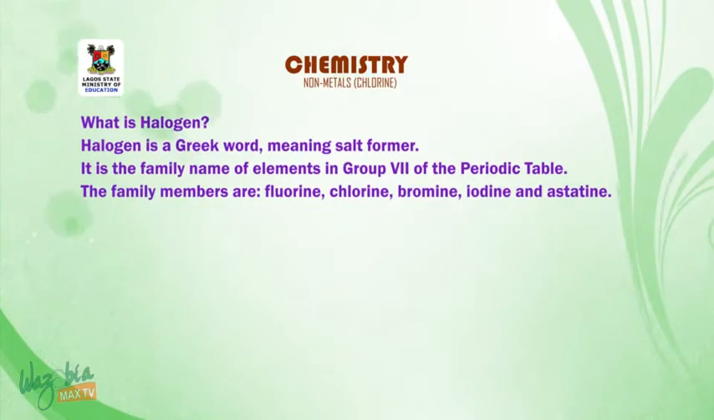What is halogen? Halogen is a Greek word meaning salt former. It is the family name of elements in group 7 of the periodic table. The family members are fluorine, chlorine, bromine, iodine, and astatine.